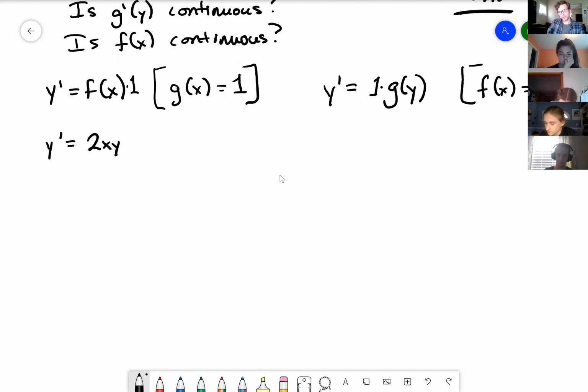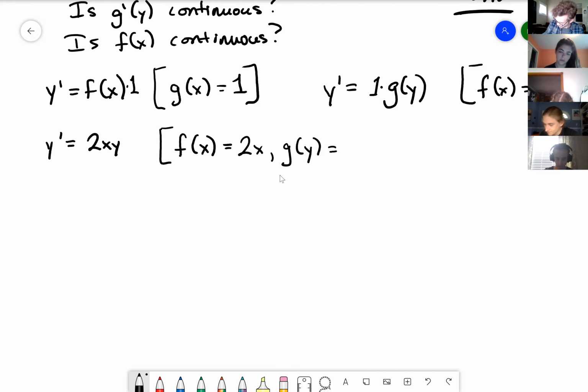So y prime is equal to 2xy. Here we can take f of x to be 2x, for example, and g of y to be y. So we could probably just do something like that to demonstrate that this is separable.